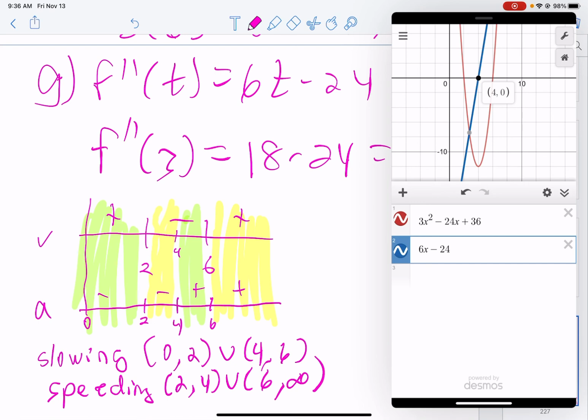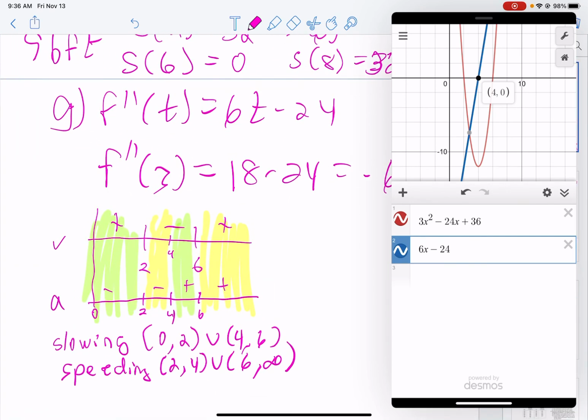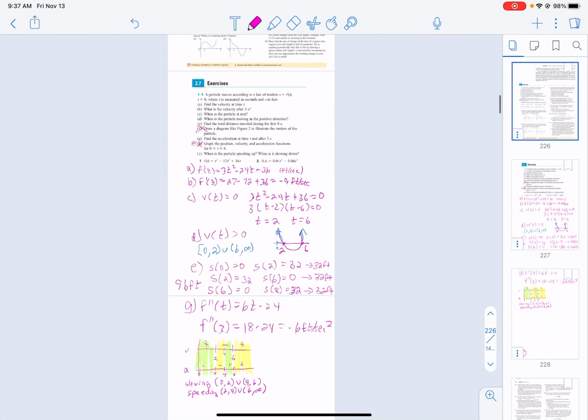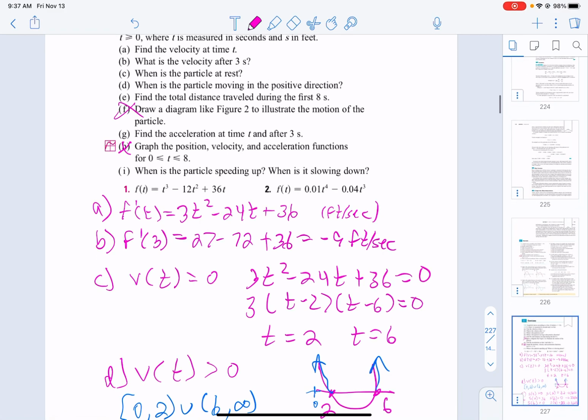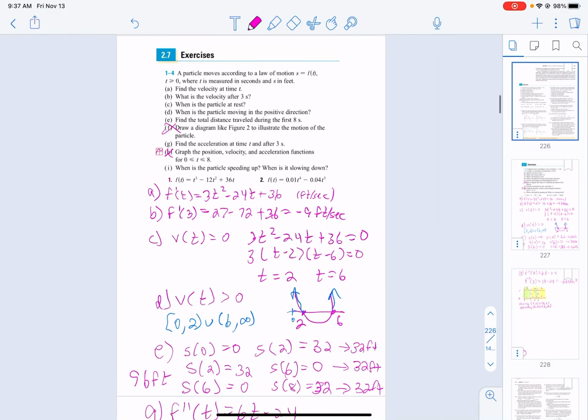Okay? So it's kind of an interesting concept that if the velocity and acceleration are the same sign, it will speed up. If the velocity and acceleration are different signs, it is going to slow down, okay? Let's see if there's any other thing I want to do for you for number 1. No, that's it.